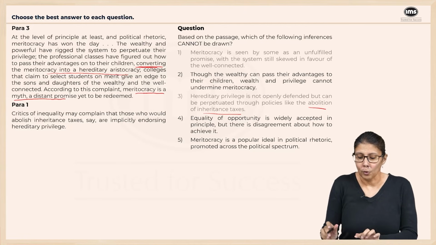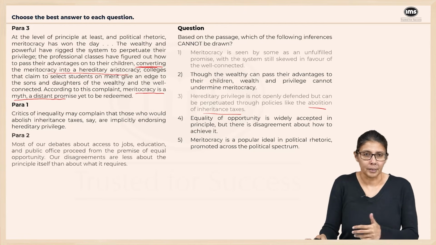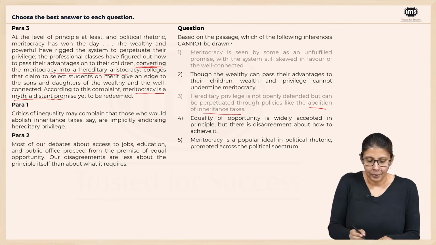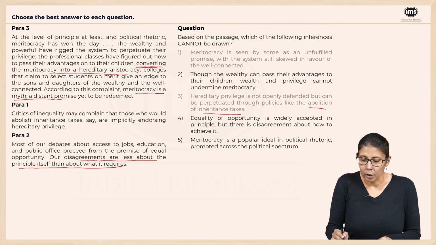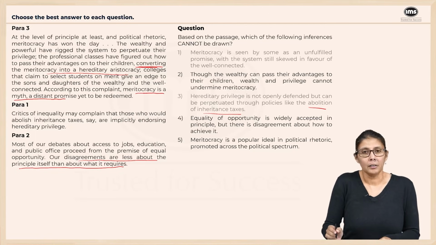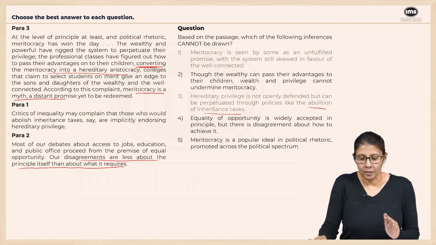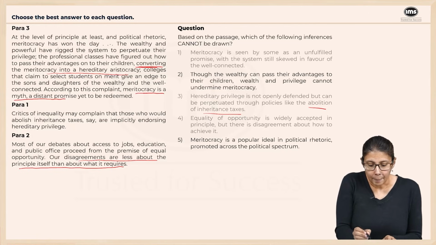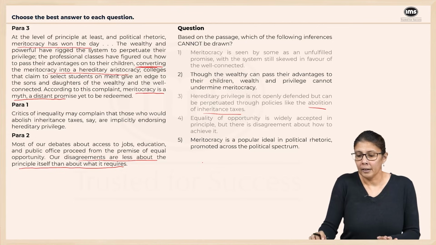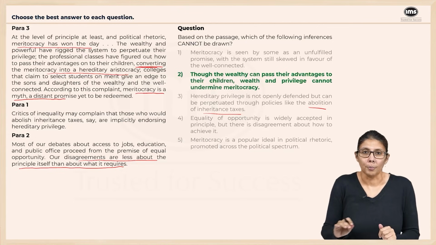The fourth option says equality of opportunity is widely accepted in principle. Now, this is clearly given in paragraph 2. We are trying to say that our disagreements are less about the principle itself than about what it requires. So, equality of opportunity is widely accepted, but what it requires means we disagree about how to achieve it. 4 can be inferred, so this is not our answer. The fifth one, meritocracy is a popular ideal in political rhetoric. So, in political discussions, meritocracy has won the day. Look at paragraph 3. 5 can also be derived. So, our answer is going to be option 2.